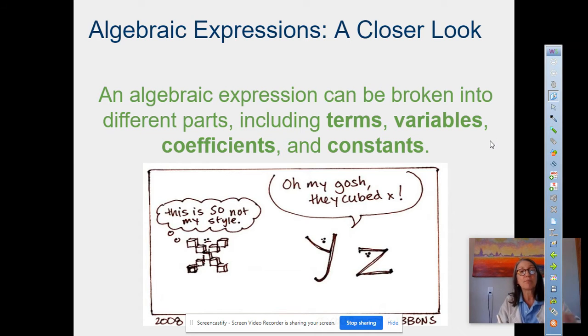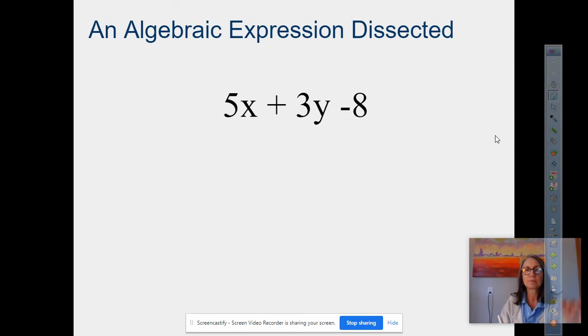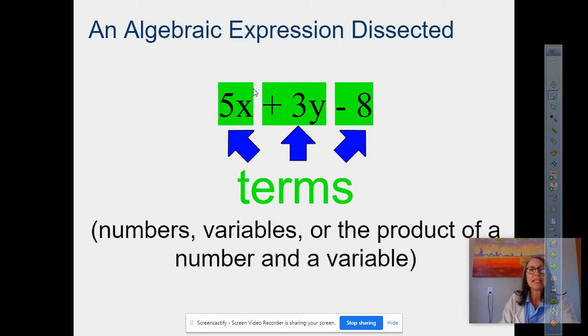Algebraic expressions can be broken into different parts that we call terms, variables, coefficients, and constants. We often forget about those, so we have to be careful. We're going to dissect this one: 5x plus 3y minus 8. These each are terms. The terms are separated by the pluses and the minuses.